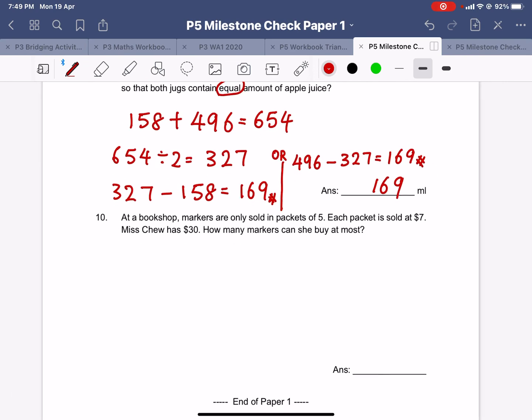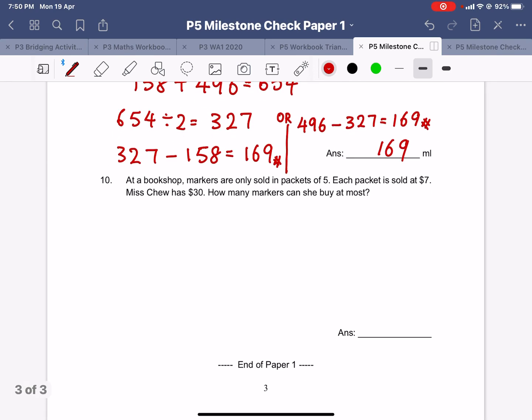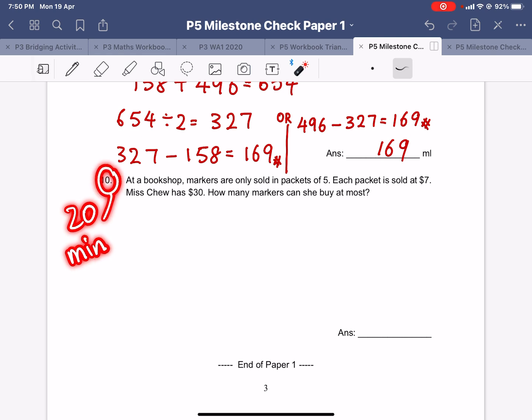Okay, question number 10. Oh, by the way, since we are at the last question of paper 1, this WA will be the same exact format as this milestone check paper. So paper 1 is 20 minutes. Alright, now 20 minutes, 10 questions. So you roughly estimate each question should take no longer than 2 minutes. That's how fast-paced paper 1 should be. Alright, to pace yourself, each question should be no more than 2 minutes. But of course, if the earlier questions you can do them faster, it leaves you more time. This is for the end of the paper.